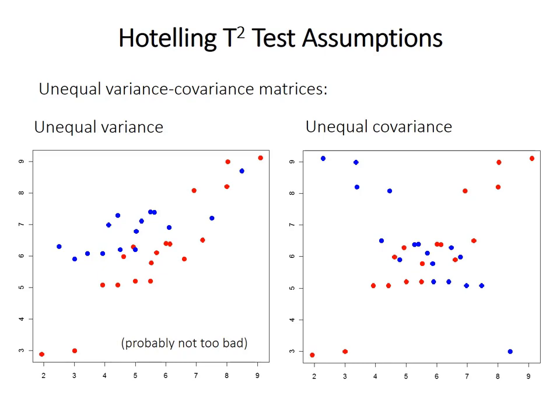Obviously, it's pretty unlikely for the same two variables to have opposite covariance, but it is useful to plot variables against each other in your samples to examine both their variance and their covariance and make sure that they're more or less similar.